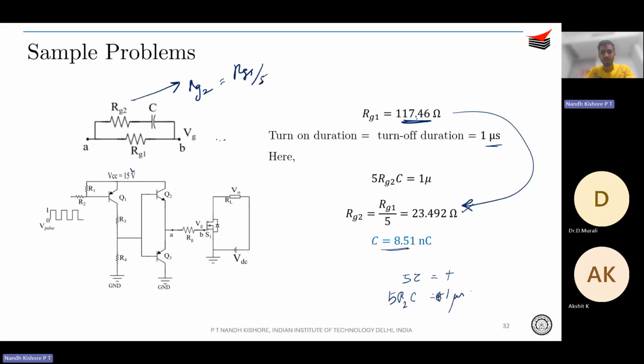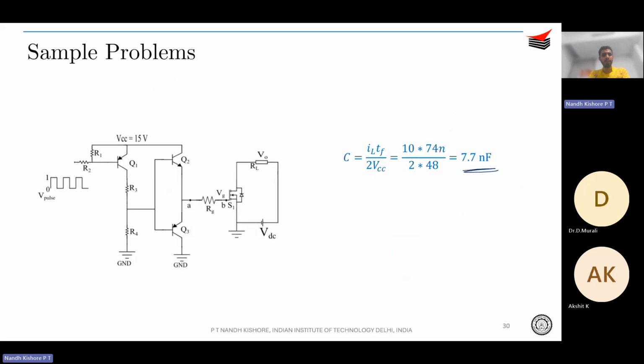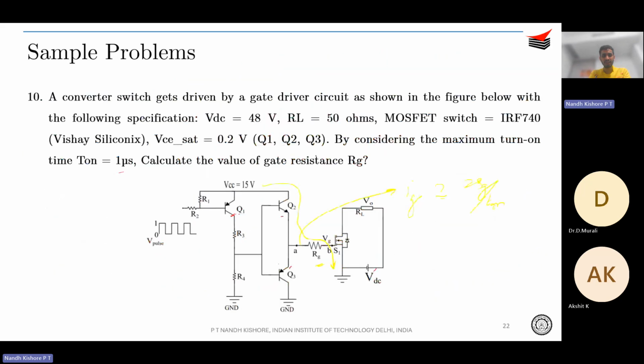Again, this was a simple problem based on the time constant. So this was one entire set of problems, wherein we started, I think, over here.